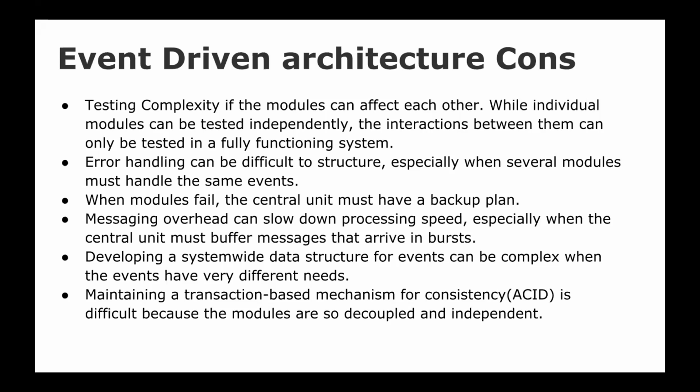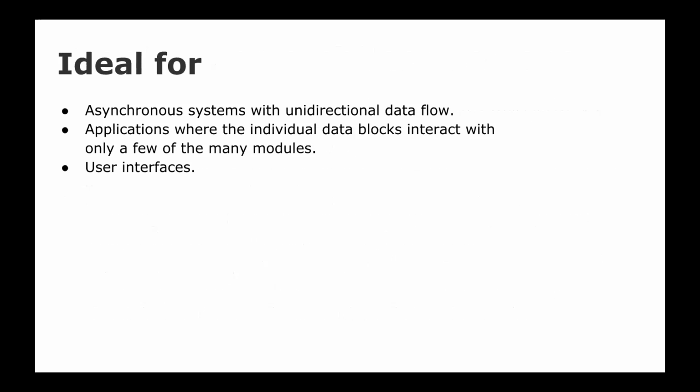Error handling can be quite difficult, especially when several modules handle the same event. If several modules are waiting for the same event and an error occurs at one point, then it's very difficult to manage error handling. It's ideal for asynchronous systems with unidirectional flow. In most mobile applications you will find the navigation is unidirectional. You can apply it where individual data blocks interlink with only a few of the many modules, so there is already isolation and separation of concerns. You can use that, and it's ideal for user interfaces.